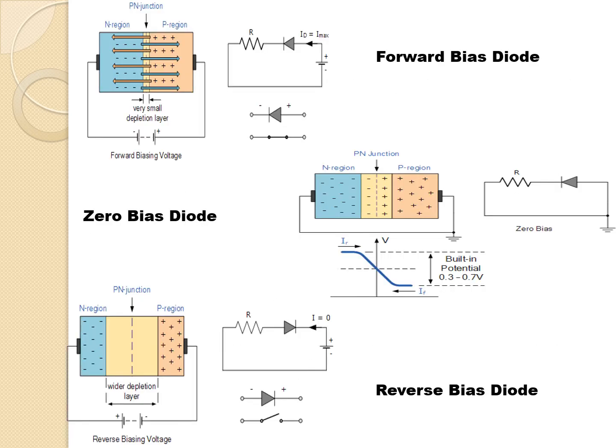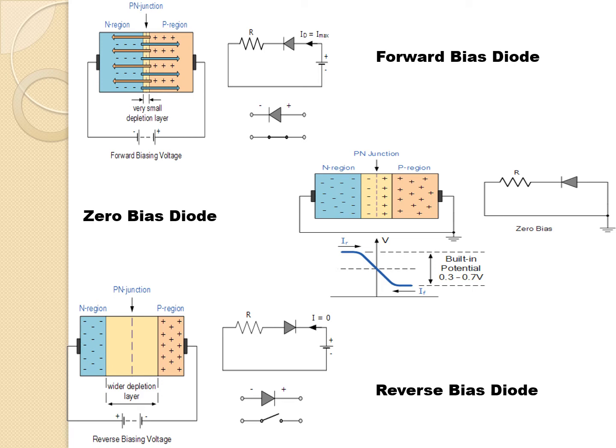So here I have given all the three diagrams together to understand the basic difference. The first diagram is the forward bias diode. Here the symbol of the diode is given. Diode has two terminals, anode and cathode. The terminal near the P region is known as the anode, whereas the other one is the cathode.